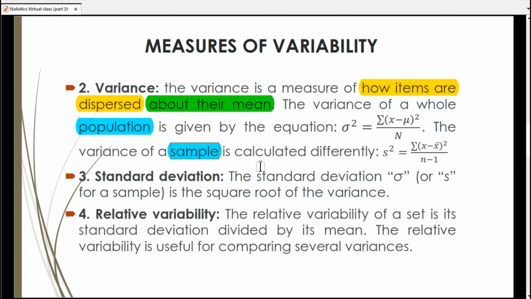Then a sample is one portion, or only one extraction, or a small group that is taken from the complete group.